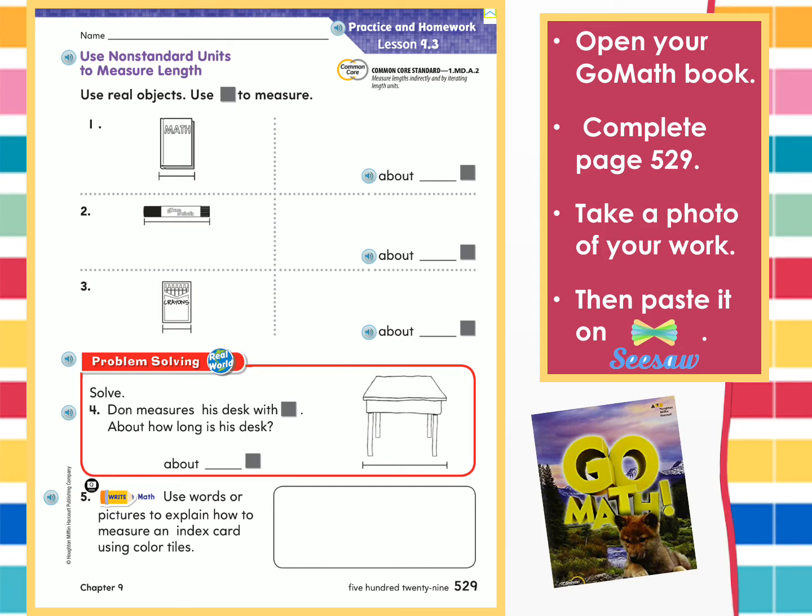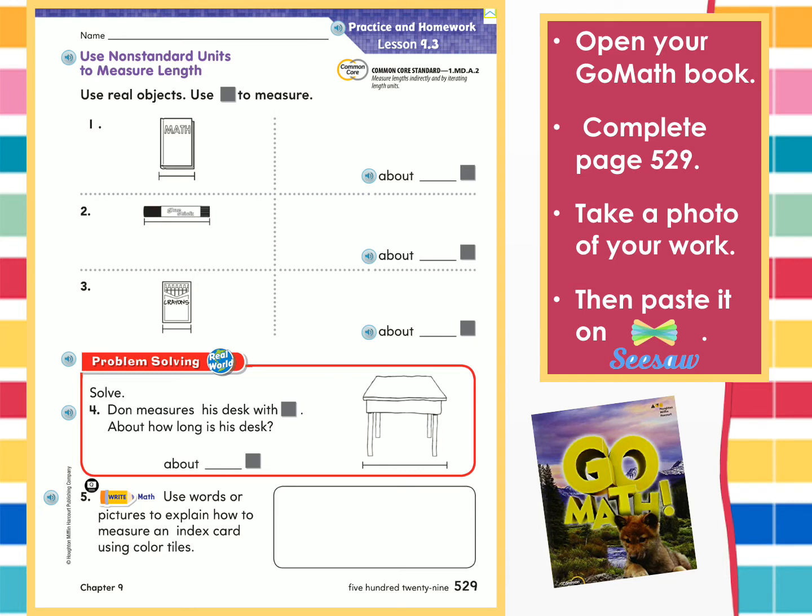Now, it's time to apply what we have learned today. So let's practice it in our book, page 529. I want you to measure the objects given with real objects. So ask someone to cut for you a small piece or small pieces of paper, like the square shown in the exercise. Then, measure and write the answers.